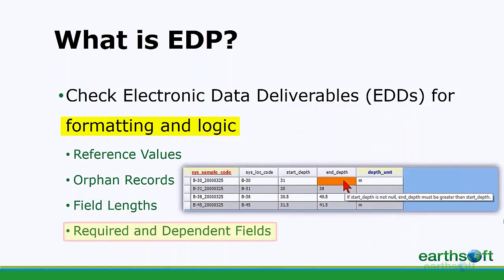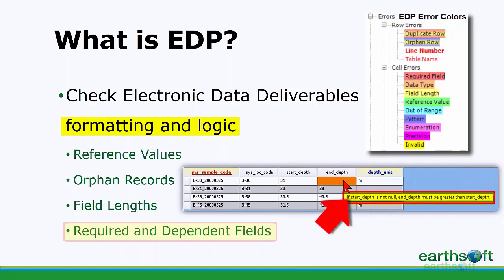And finally, another example of the quality checks or quality standards enforced by EDP are required and dependent fields. Our example here shows a sample record with a start depth and without an end depth. And so EDP is throwing an error saying you must have an end depth. The specific check is actually if start depth is not null, the end depth must be greater than the start depth. So this is an example of both a required and dependent field based on the start depth having been populated.